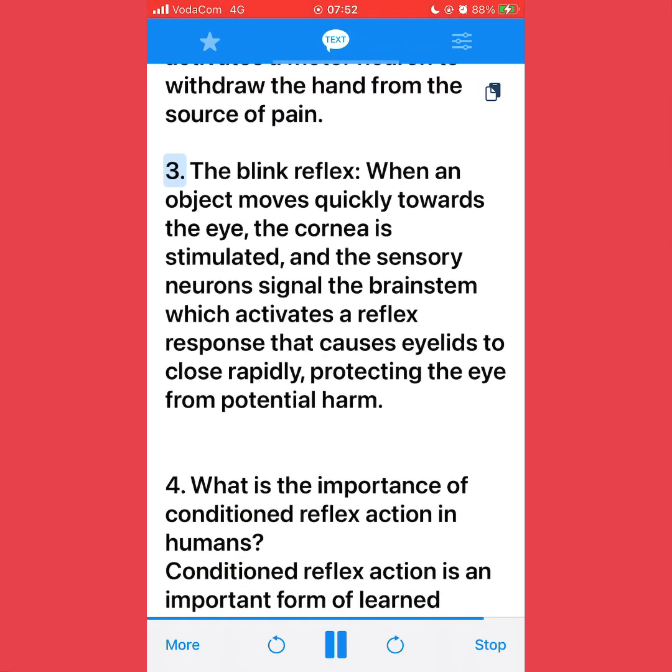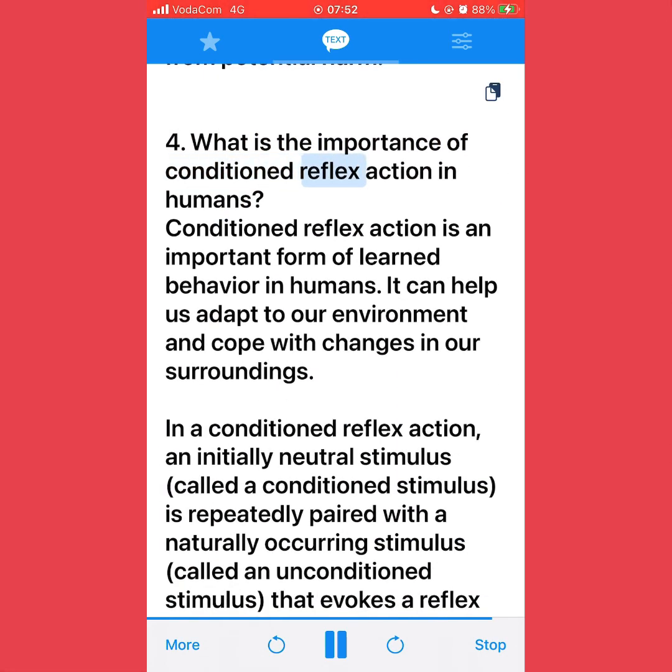3. The blink reflex. When an object moves quickly towards the eye, the cornea is stimulated, and the sensory neurons signal the brainstem, which activates a reflex response that causes eyelids to close rapidly, protecting the eye from potential harm. 4. What is the importance of conditioned reflex action in humans? Conditioned reflex action is an important form of learned behavior in humans. It can help us adapt to our environment and cope with changes in our surroundings.